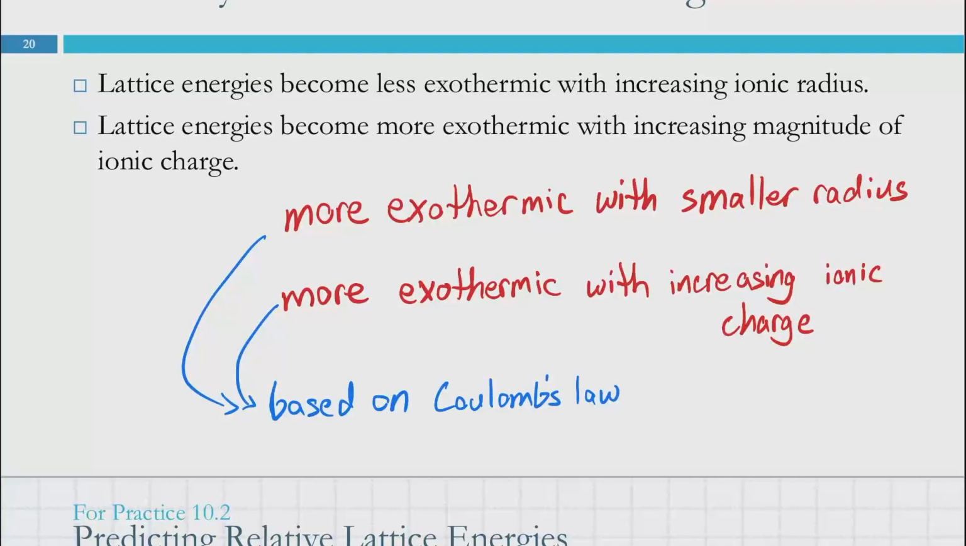In order for you to predict the radius, you would either have to know the radius, be given the radius, or you would have to make a guess based on the atomic size of your ions. So that would also require you knowing the trends with the periodic table for atomic size or ionic size.